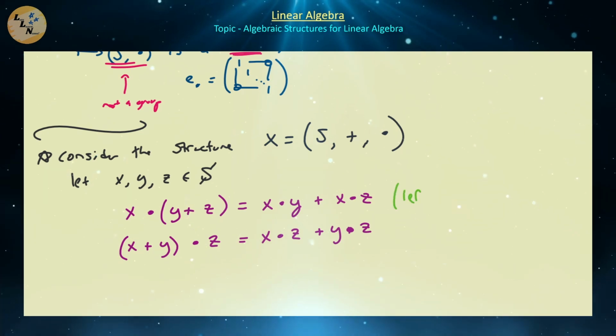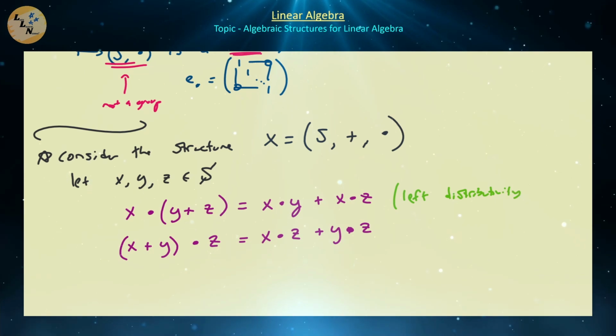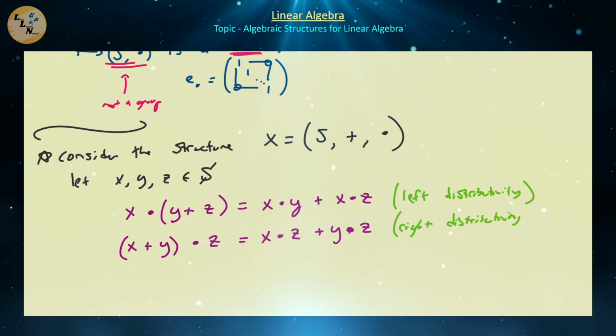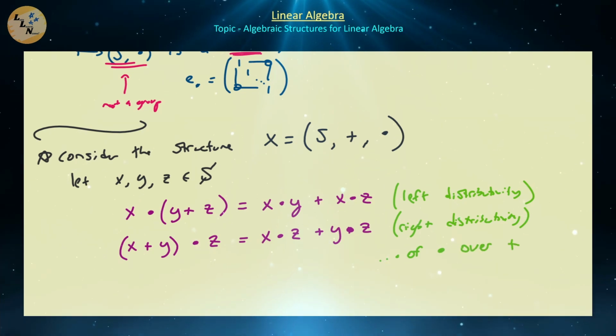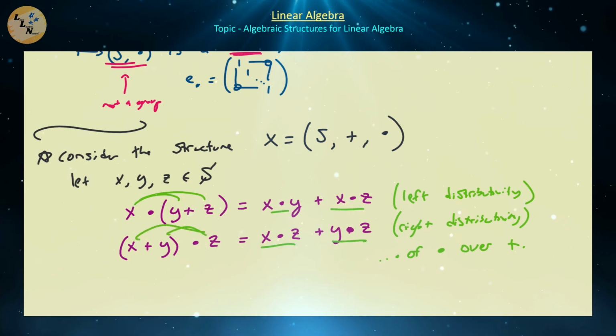The first is called left distributivity, and the second is right distributivity of times over plus, right? Because we're distributing multiplication over addition. We're not distributing addition over multiplication. That would be other types of structures. So, left distributivity and right distributivity.